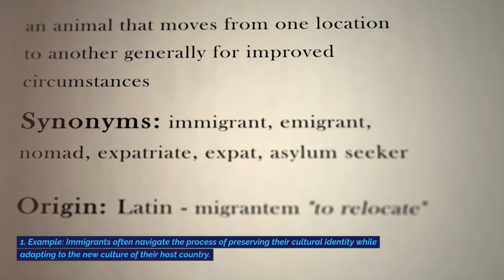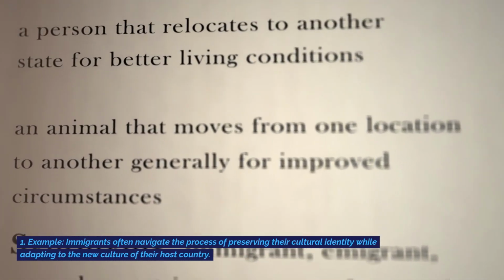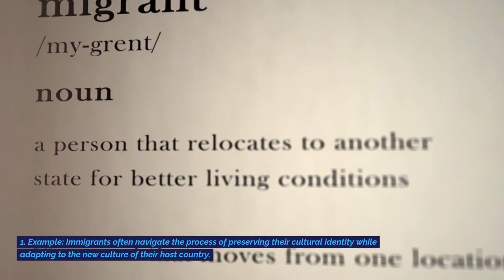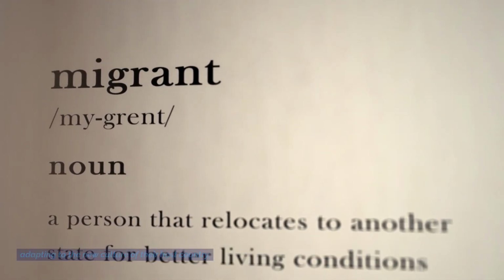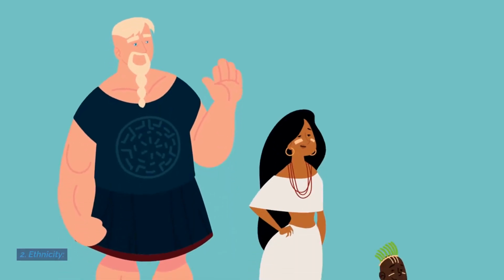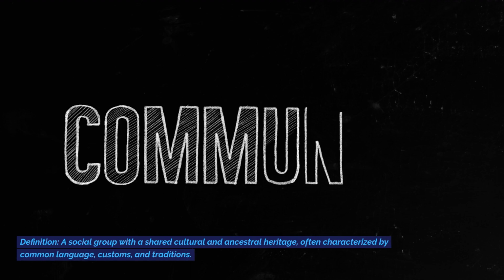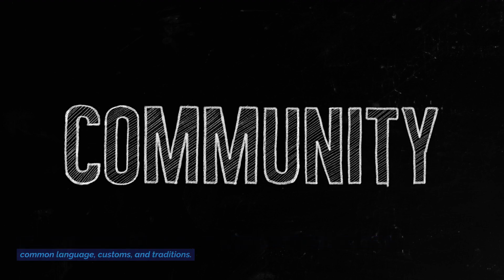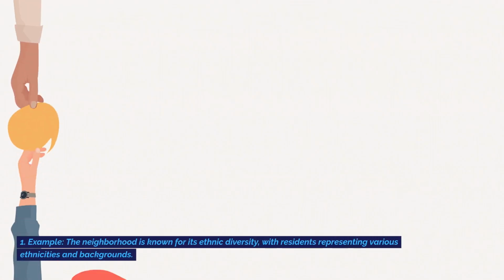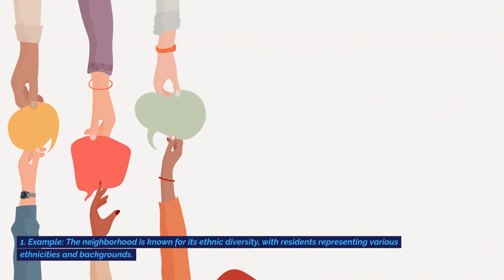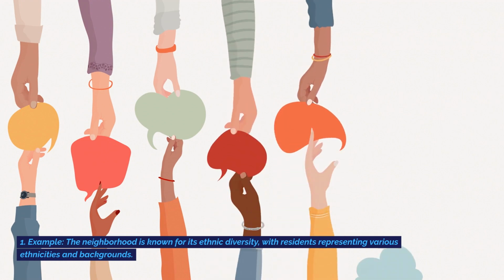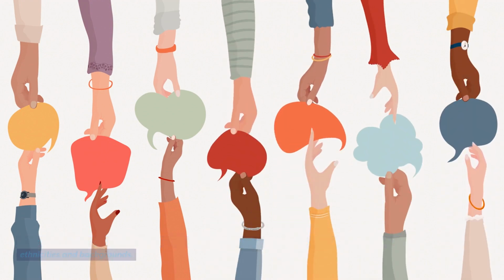Example: immigrants often navigate the process of preserving their cultural identity while adapting to the new culture of their host country. Ethnicity. Definition: a social group with a shared cultural and ancestral heritage, often characterized by common language, customs, and traditions. Example: the neighborhood is known for its ethnic diversity, with residents representing various ethnicities and backgrounds.